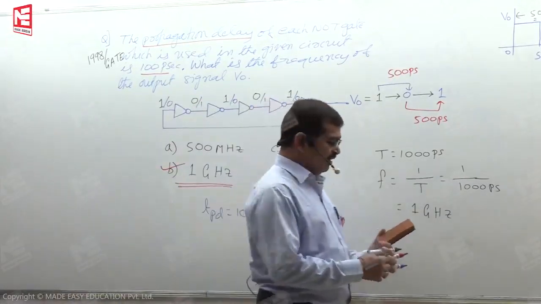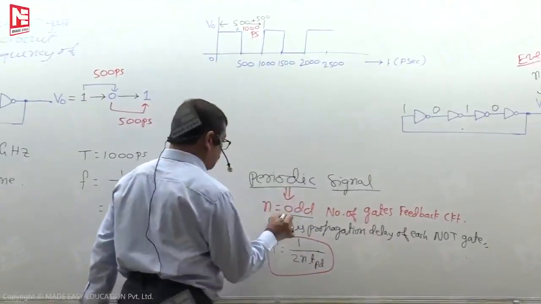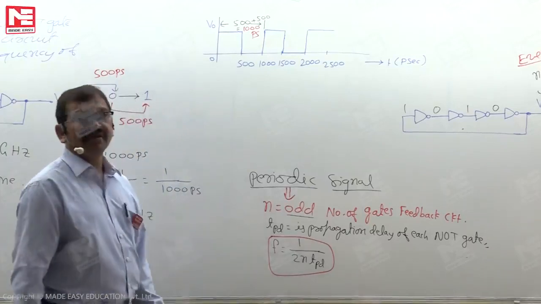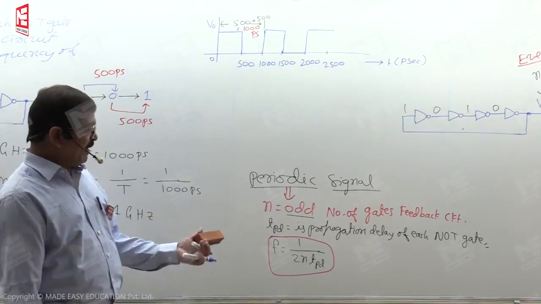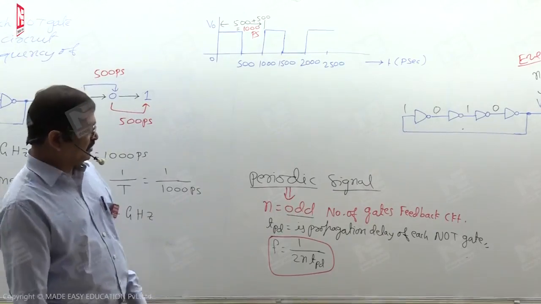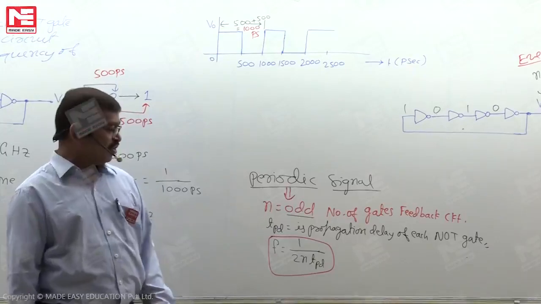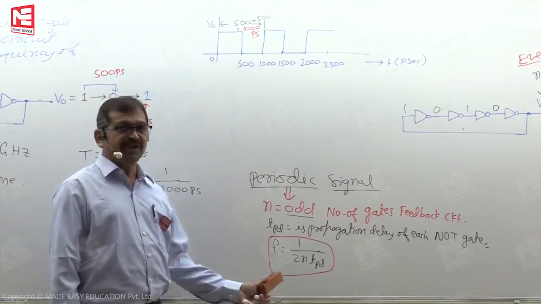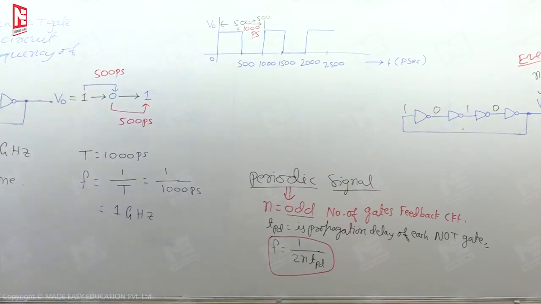So it is a formula we can use in such feedback circuits, assuming, be careful, assuming in the feedback loop we are having an odd number of logic gates. Whenever in the feedback loop we have an odd number of logic gates, taking TPD as the propagation delay of each NOT gate, the frequency of the generated waveform is 1 upon 2n into TPD.